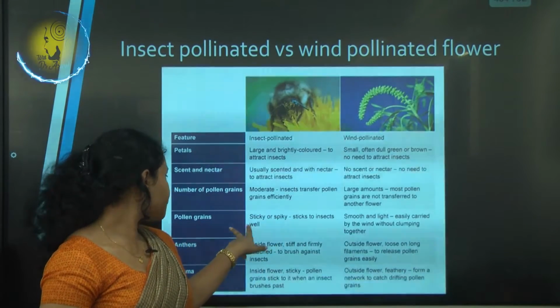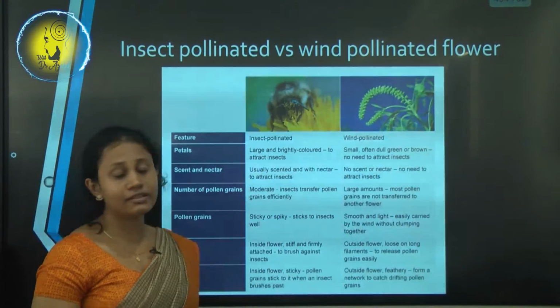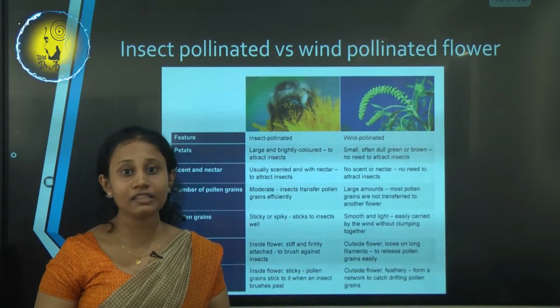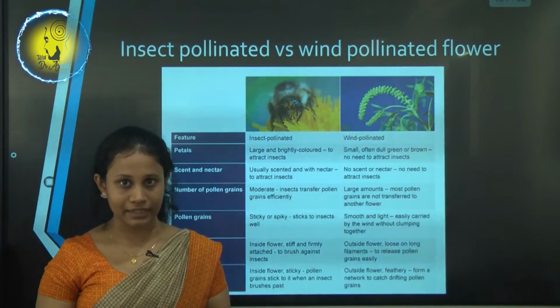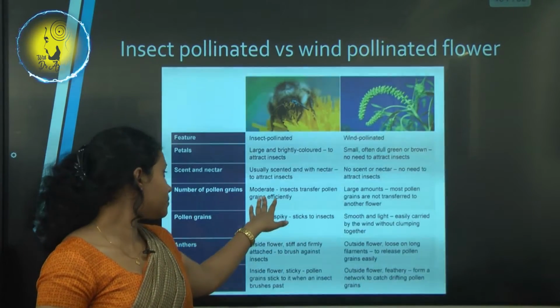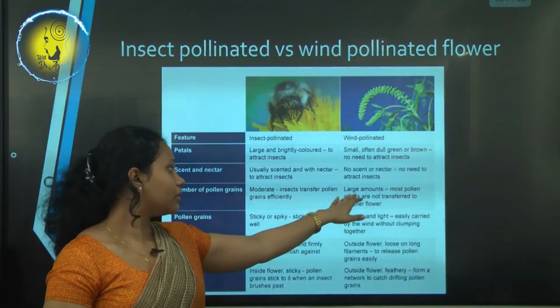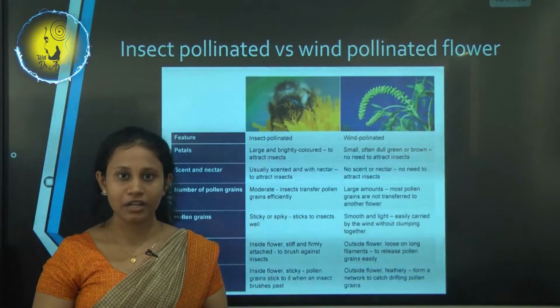And the pollen grains of the insect pollinated flowers are sticky and spiky, so that they can attach to the surface of the insects. Insect pollinated flowers produce a moderate amount of pollen grains, and the wind pollinated flowers will produce a large amount of pollen grains.